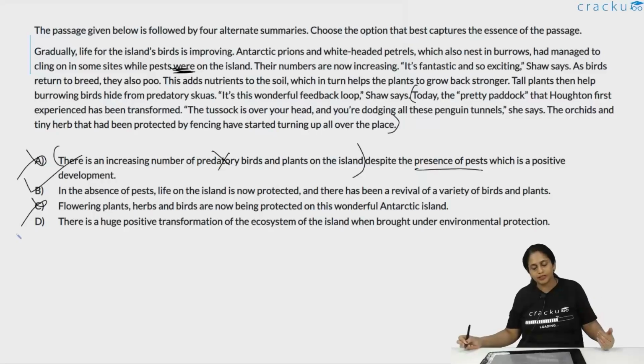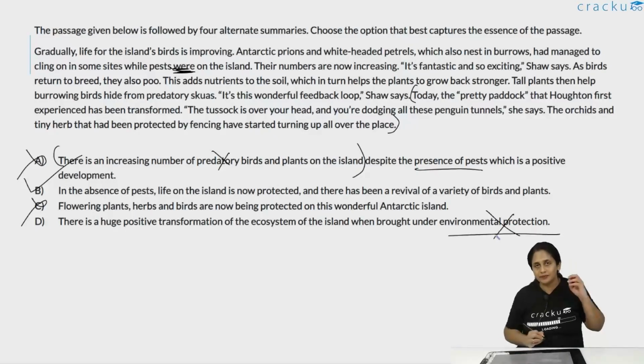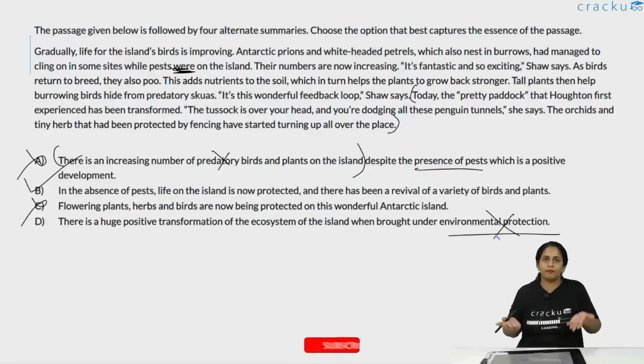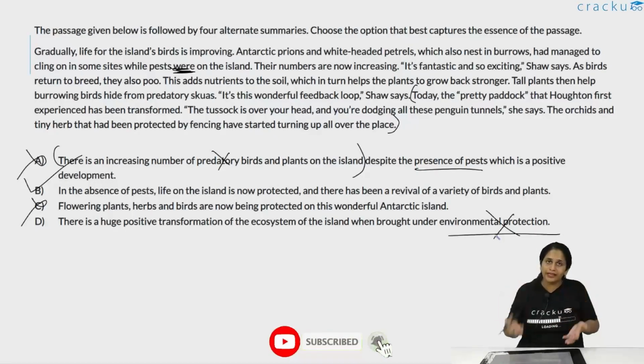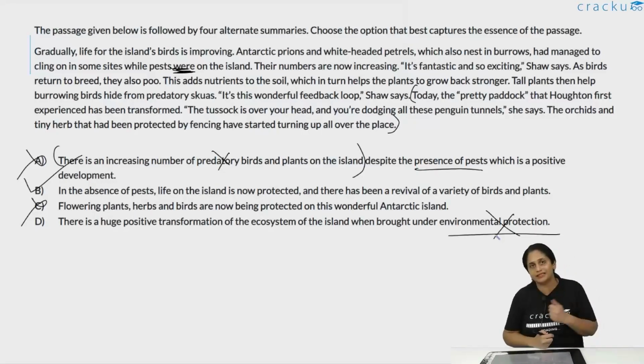Option D: There is a huge positive transformation of the ecosystem of the island when brought under environmental protection. It is not about environmental protection, it is that the pests are gone. There is a resurgence of bird life and plant life, and that point is missing in option D. The very important part is missing in option D. So option B is the right answer.